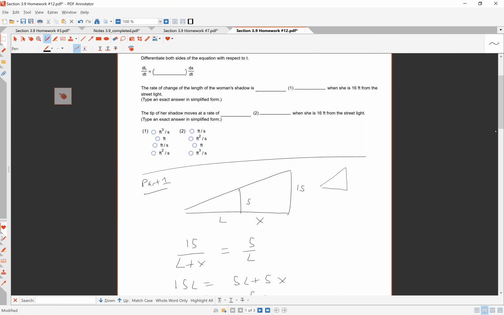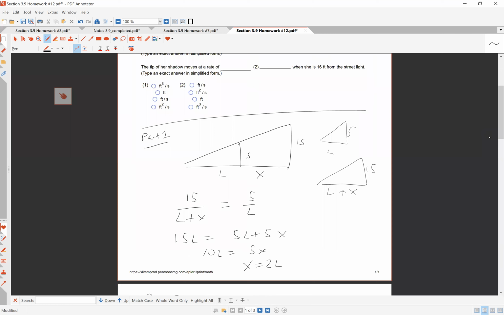So you have these two similar triangles. You have this 5 and L here, and then the other one is 15 and L plus X. I'm trying to write on the screen, it's a little bit hard. So 15 divided by L plus X is equal to 5 over L. Now you just solve for L. 15L is equal to 5 times the quantity L plus X. To solve for L, you get 10L is equal to 5X, or X is equal to twice L.